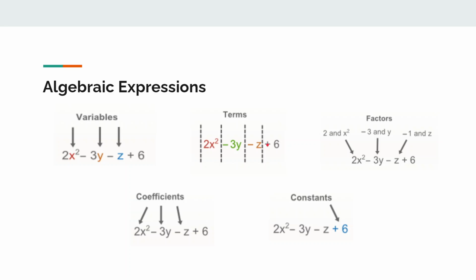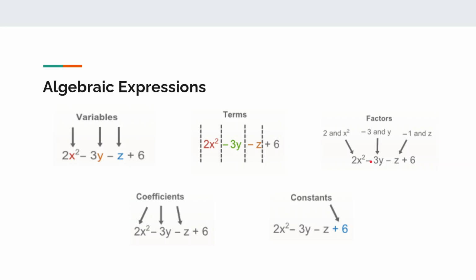So then we have factors. The factors are the parts of the terms. So the factors in the first term are 2 and x squared. Now, yes, the 2 is an exponent, but it's part of the base. So the factors here are 2 and x squared.